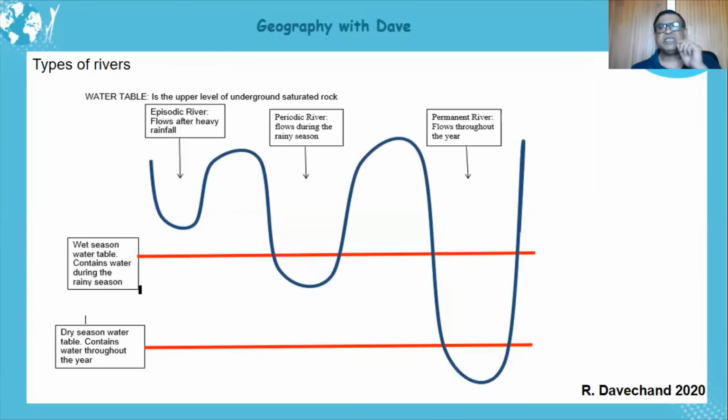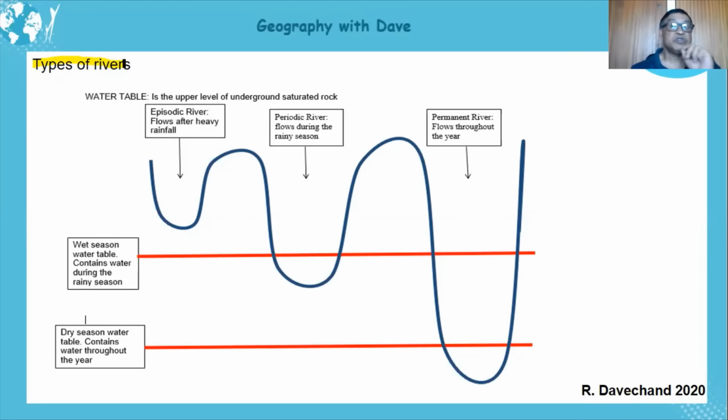Now, the next thing, types of rivers. Now, you've learned in the past, types of rivers. A perennial river flows throughout the year. A periodic river, you understand, flows during the rainy season. It's important to know why this happens, why you are experiencing these different rivers or seeing these rivers occurring. Now we have to link it to the water table.